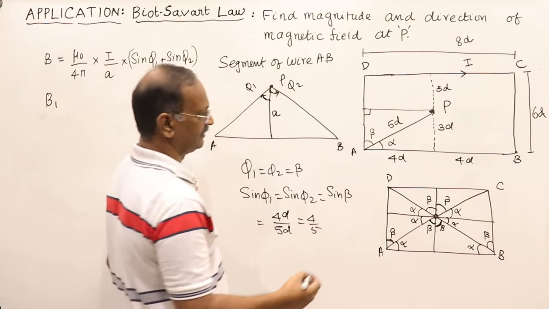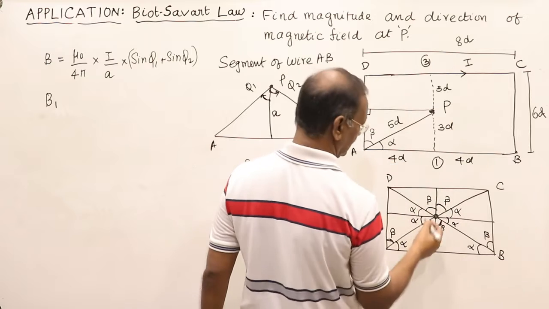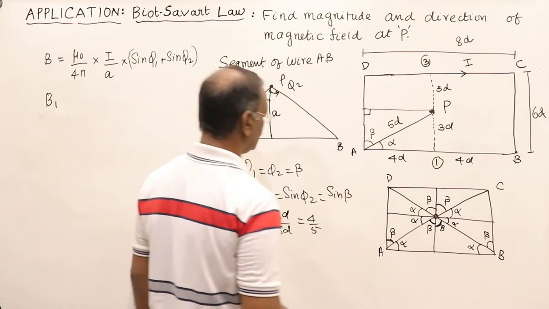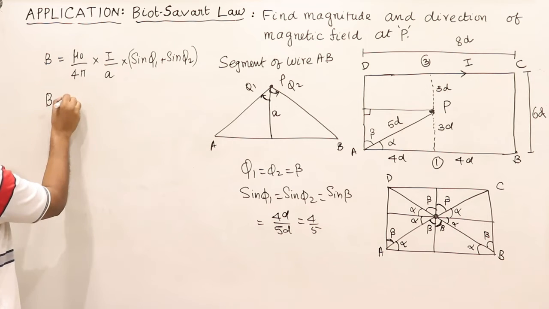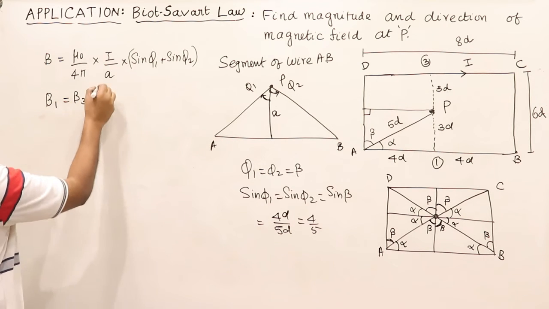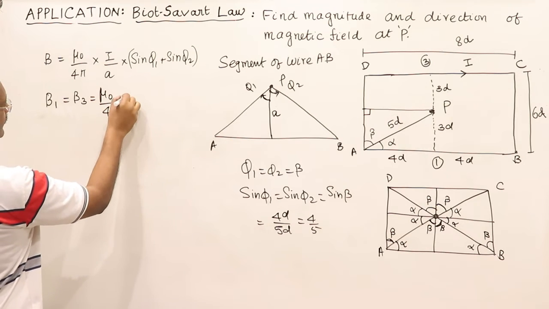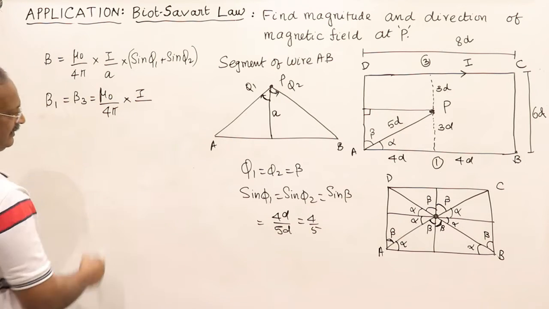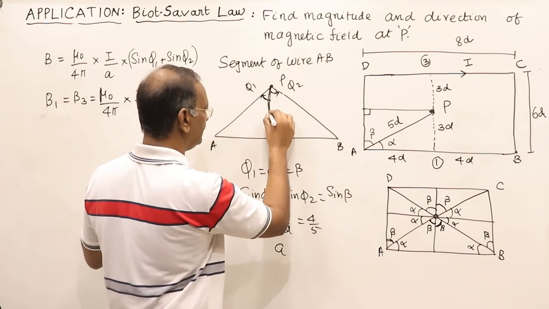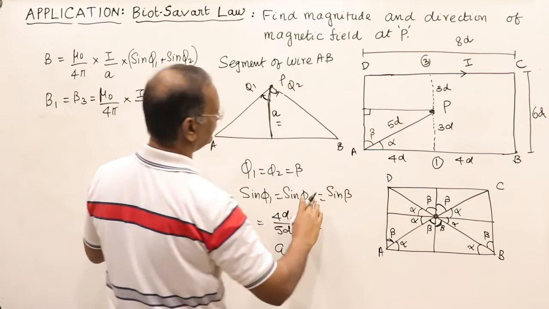So here we can write this is also equal to B1. This is sector 1 and this is 3, because both are similar. This and this are similar. So B1 is equal to B3, which in magnitude is equal to mu naught by 4 pi into I. What is A here? Here A is equal to the perpendicular distance, this distance. A is equal to this distance. What is this distance?